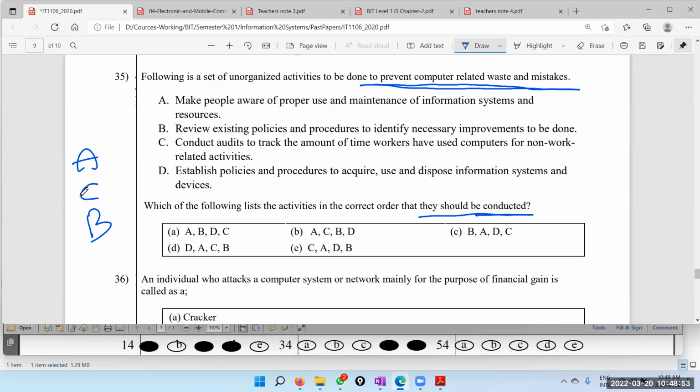See, let's take here. Establish policies and procedures to acquire. Policies and procedures are to be made first. Right? So now let's see. Establish.